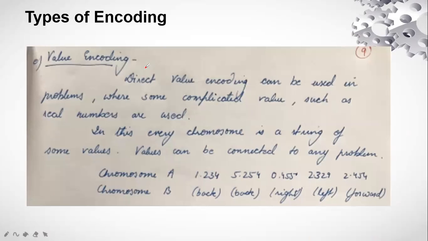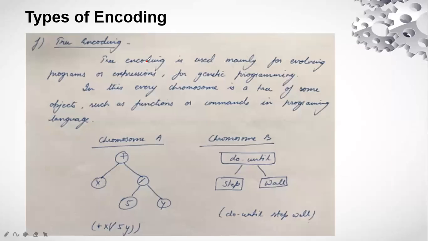Now, the fifth type of encoding is called value encoding. In this type of encoding, we have integer or real values. Let's say chromosome A has the values 1.234, 5.254, 0.455, 2.329, 2.454. All these are real values. So whenever a chromosome is a string of real values, that is called value encoding, right? Then next, we have the tree encoding. Now, what is tree encoding?